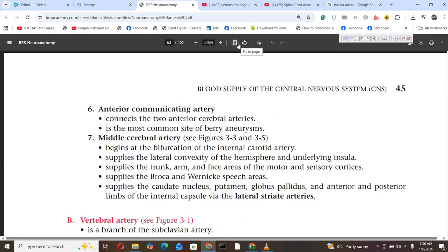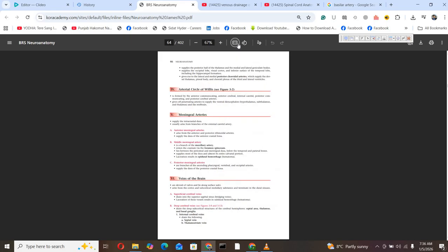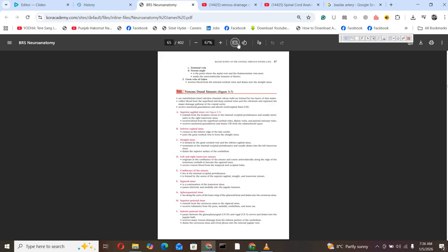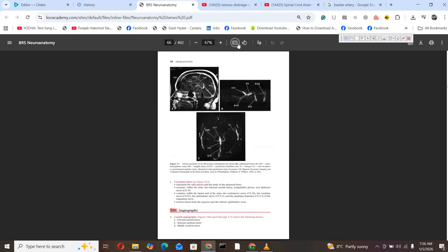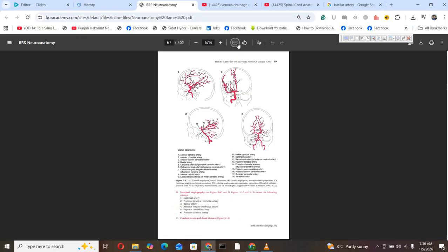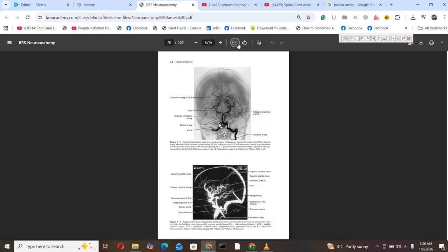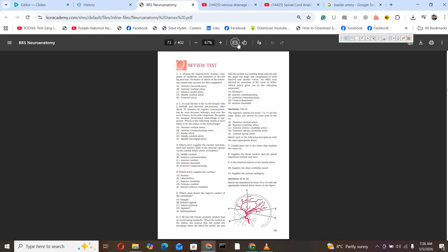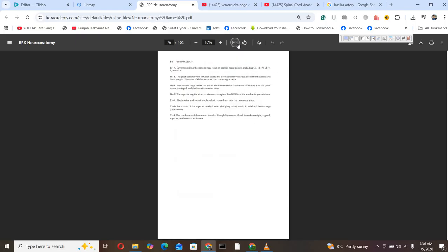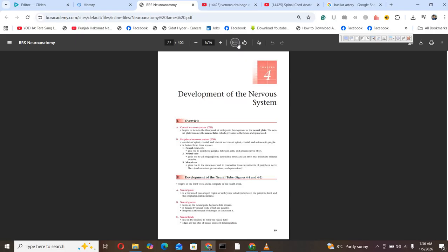Vertebral artery, we have discussed. Meningeal arteries, veins of the brain, venous dural sinuses, angiography. Let's have an overview of the angiography of the brain, after which this chapter is over.